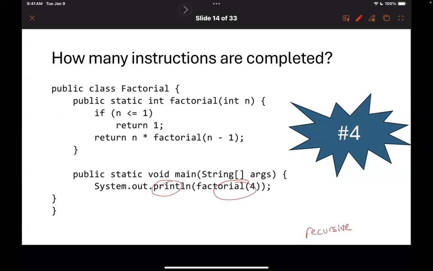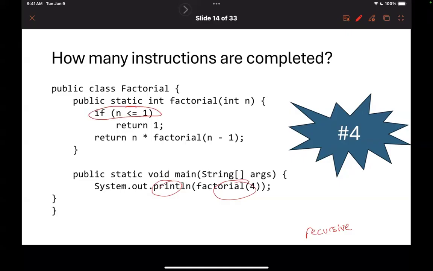Will you do this on the final? Yes, we're going to talk about recursion next time. So this is my sneak peek for recursion. But for now, we're just learning about operations.